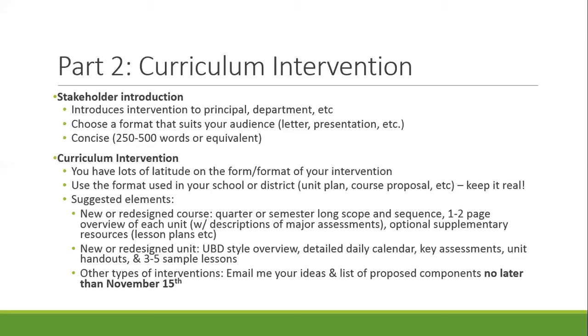So again, I'm very open to considering your proposals. Most of you will end up doing a course or a unit plan because that's most of what you talked about in your analyses. But if you have other questions, you are certainly welcome to do so. I'll pause here. I see, Larry, you have a raised hand.